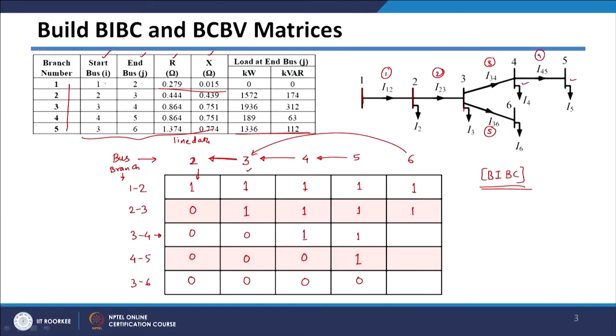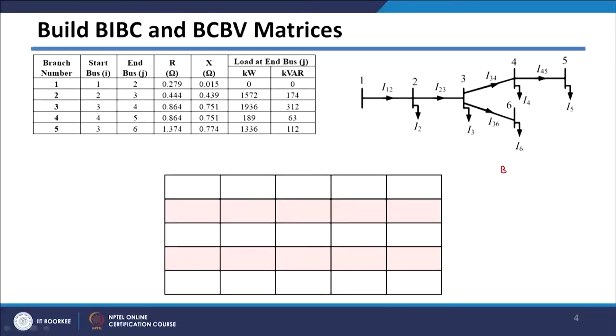So here I copied that column as it is, and since it is branch number 3 6, wherever the branch number 3 6 is coming, at corresponding location we need to replace this entry by 1. So this entry will be replaced by 1. So you can see that by building this logic into your program, you can automatically build your BIBC matrix directly.